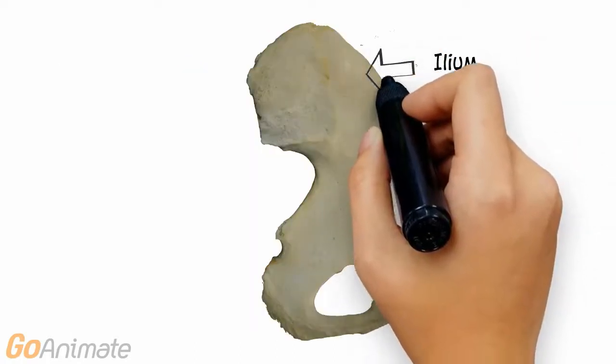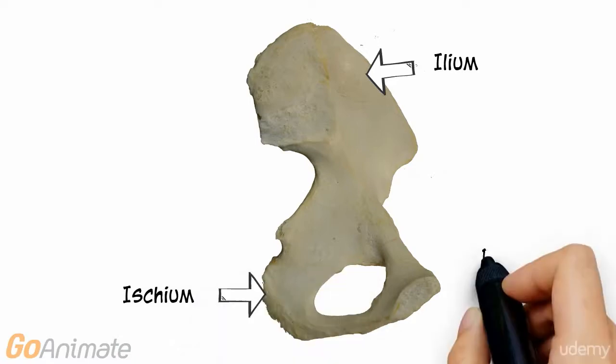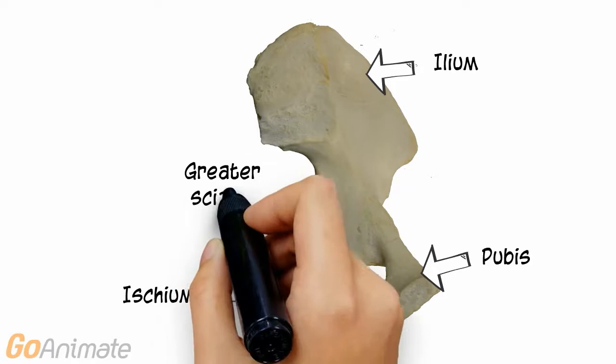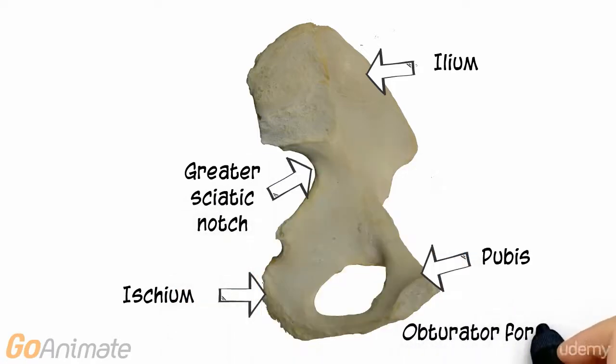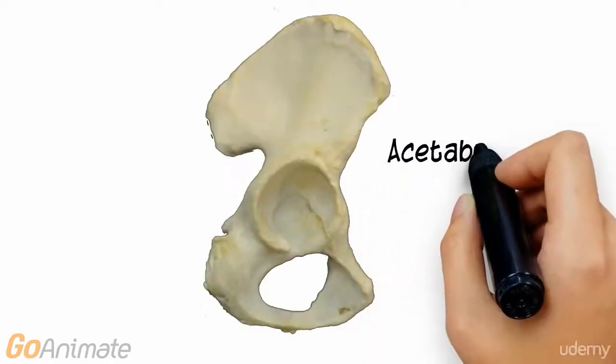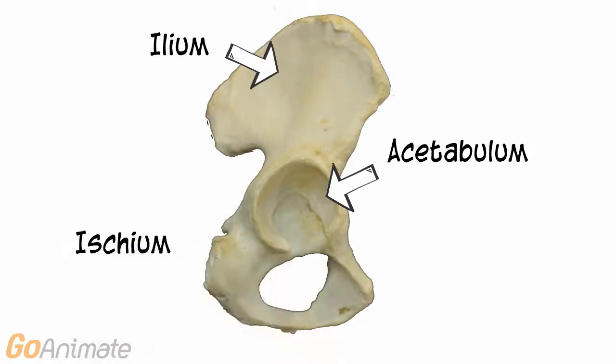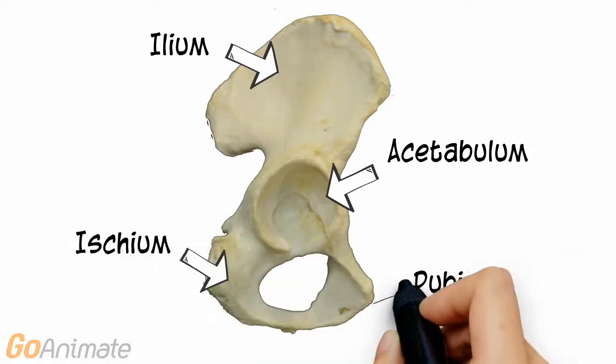Here is a medial picture of the coxal bone. Again, we see the ilium, ischium, and pubis. Here is the greater sciatic notch and obturator foramen. On the lateral aspect of the coxal bone, we see a better look at the acetabulum, or socket for the hip joint.